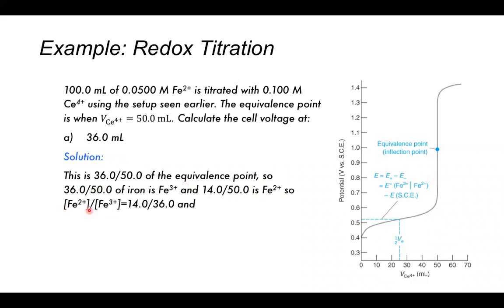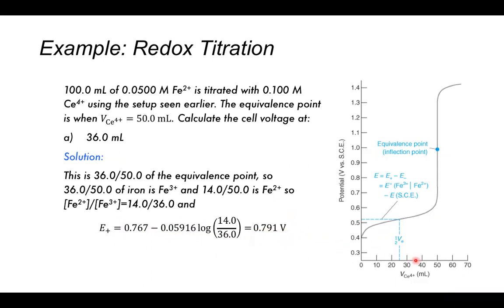So the concentration of iron 2+ over the concentration of iron 3+, i.e. our reaction quotient, is going to be 14 over 36. Then we can fill it into this equation. We already know the standard potential, so the reduction potential at the reduction electrode is equal to 0.767 minus 0.05916 times log to the base 10 of 14 over 36, which is equal to 0.91 volts for the system at that concentration.